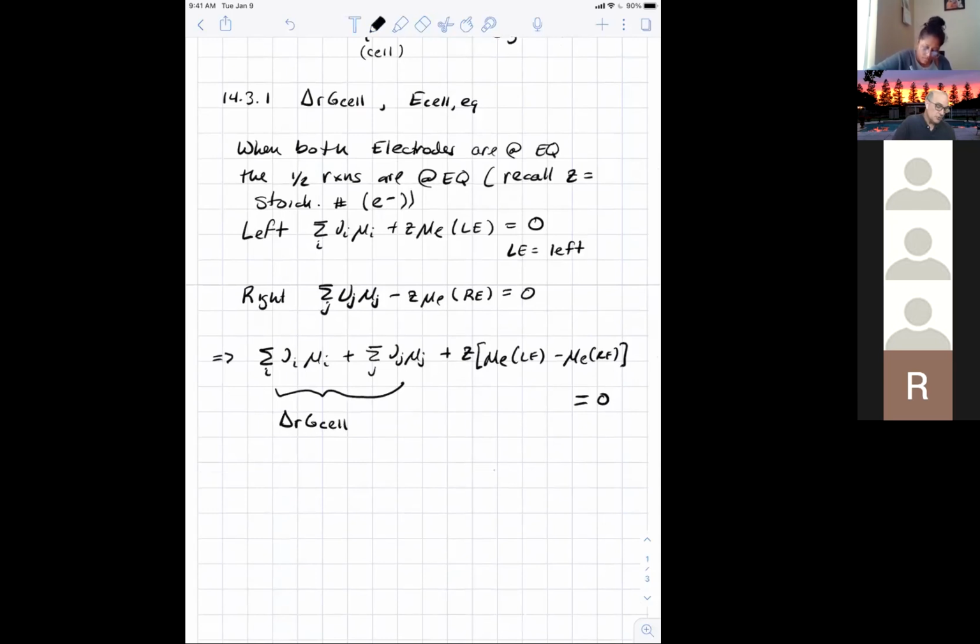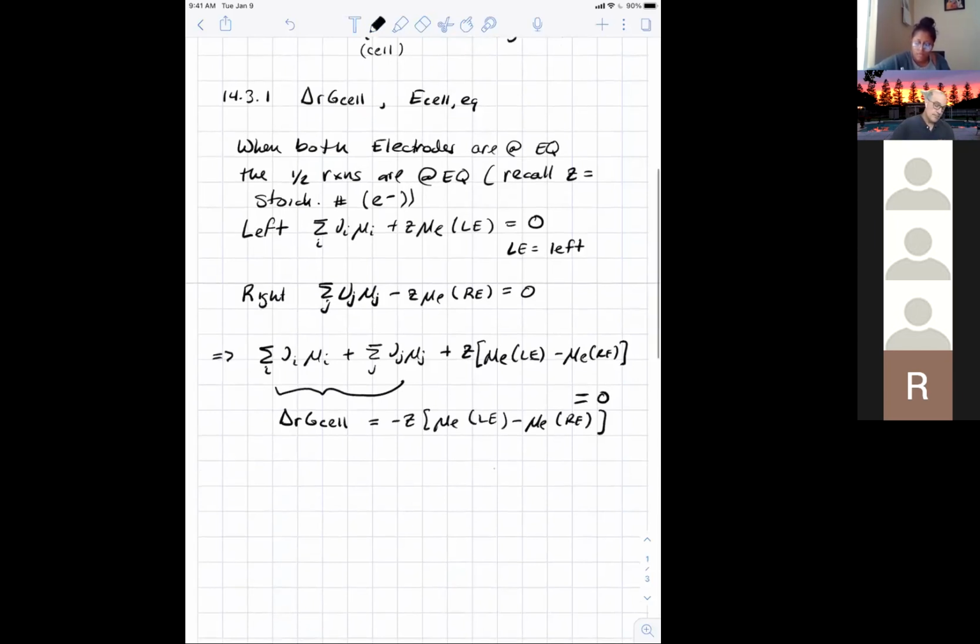And what we can do is now we can make the electronic part, subtract that from the other side so we can equate the two. And of course, this changes the sign. This should be LE, not LF. And remember that LE means left electrode, RE means right electrode.